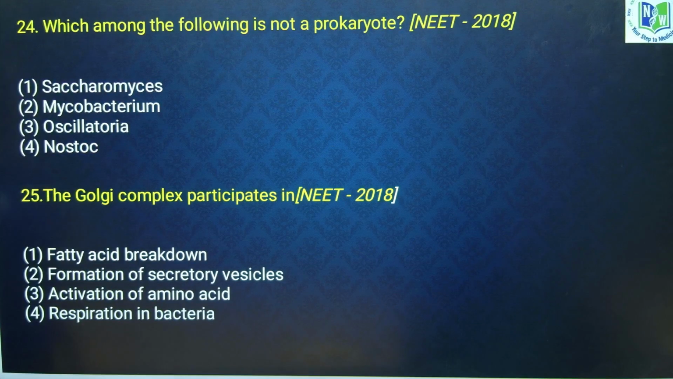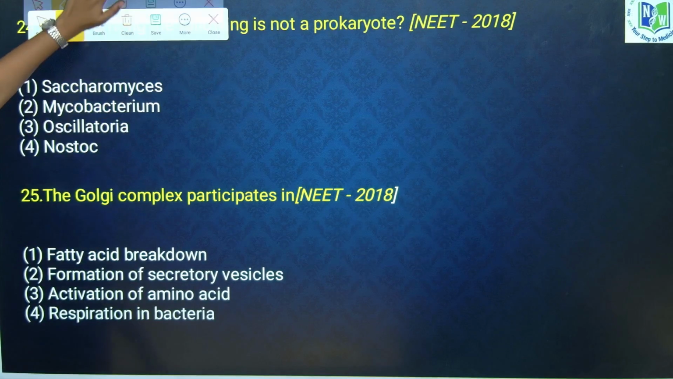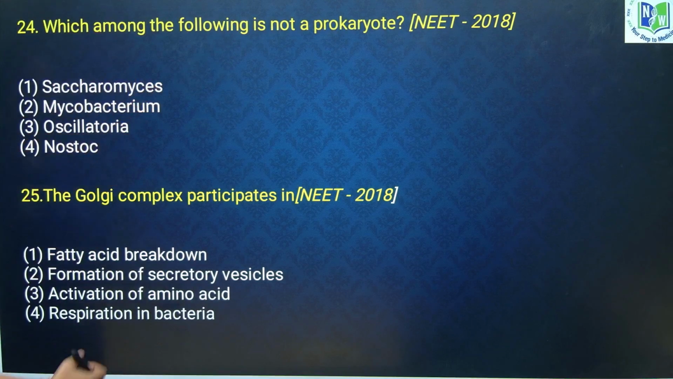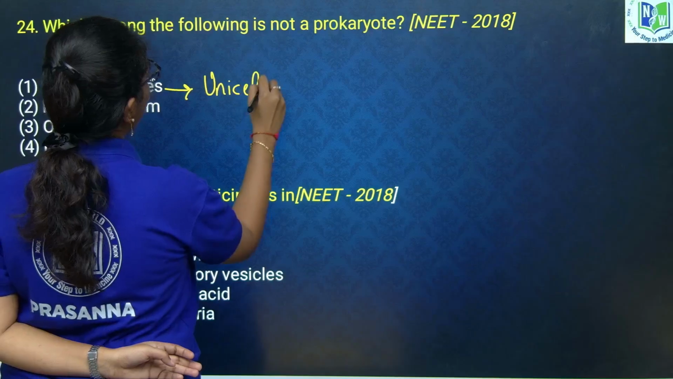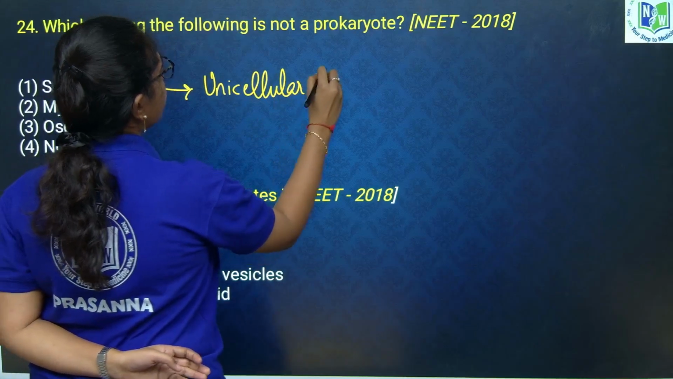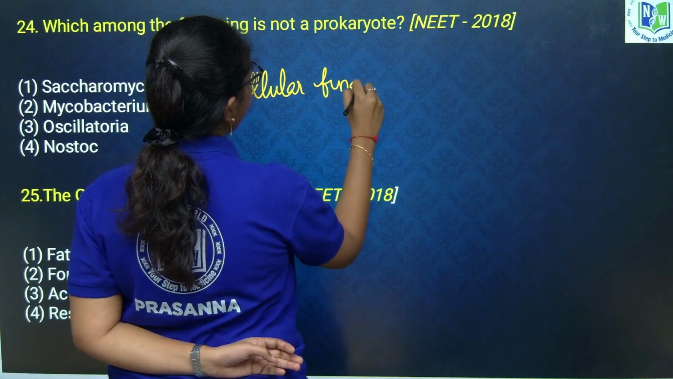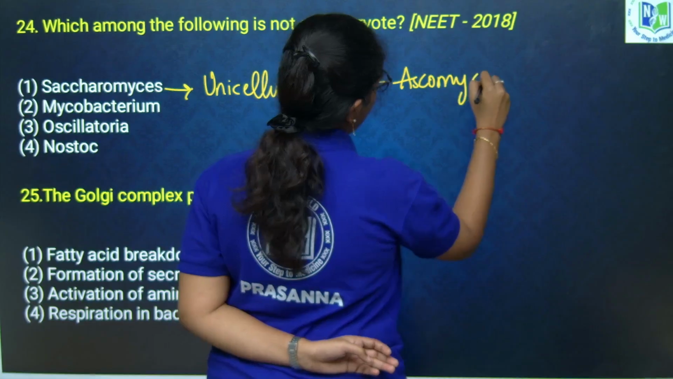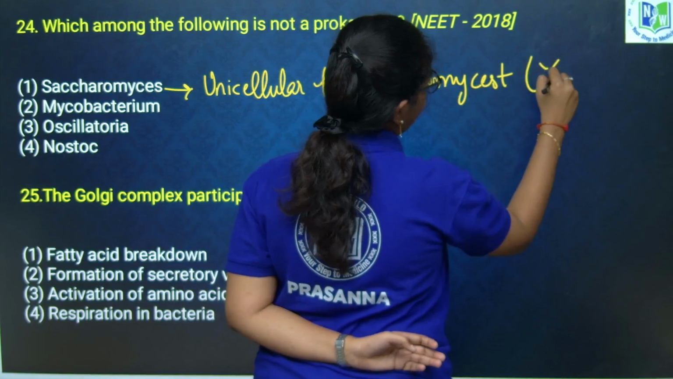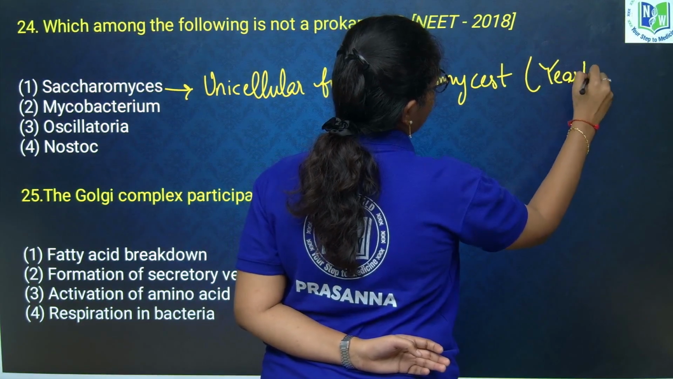Which among the following is not a prokaryote? If you look into it keenly, all of them are unicellular, but not all of them are prokaryotes. Saccharomyces cerevisiae is a unicellular fungus. It belongs to what class of fungi? Ascomycetes, which is also called yeast or baker's yeast.